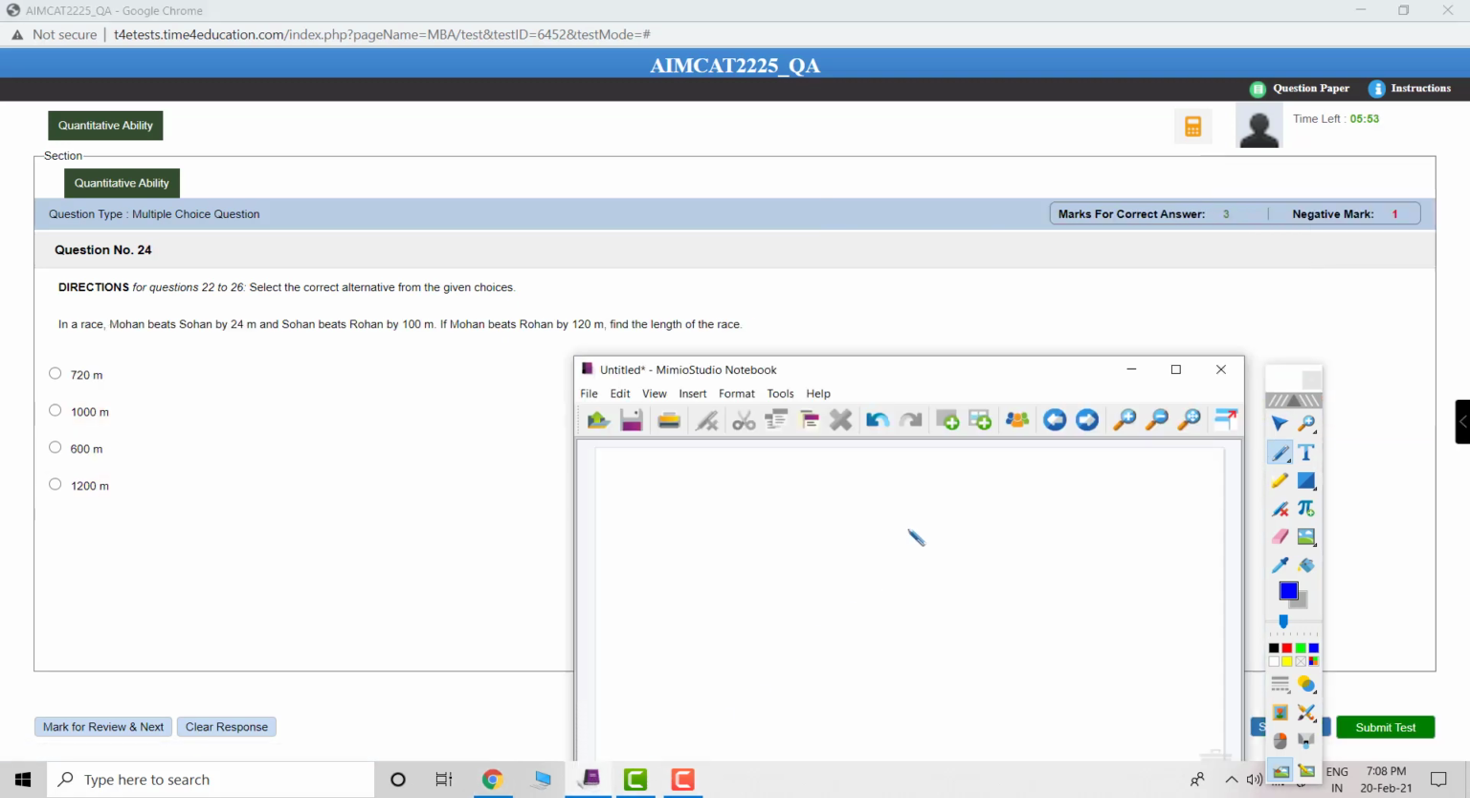Question number 24. Look here. Question number 24 says that in a race Mohan beat Sohan by 24 meters. Okay, and we have to find the length of the race. Look here, if race is of x meters, the time in which Mohan runs x meters, Sohan will run how much? Tell me. X minus 24. Okay, and Sohan beats Rohan by 100 meters. Now at the same time Rohan will complete how much distance? We don't know. But we know that when Sohan completes x, Rohan will complete x minus 100.